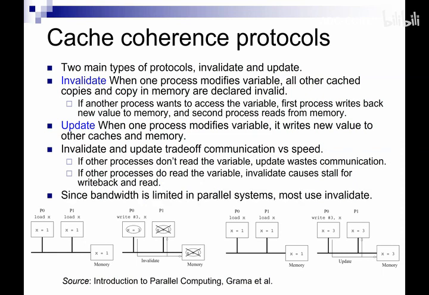Now, in practice, since both of these protocols have to perform some communication operations, and usually our bandwidth is quite limited, in order to conserve bandwidth we usually go with the invalidate protocol. Because for the update protocol, you have to send this data to all of the other processes and the memory, and this takes more bandwidth.